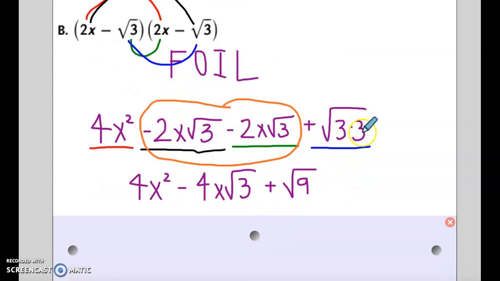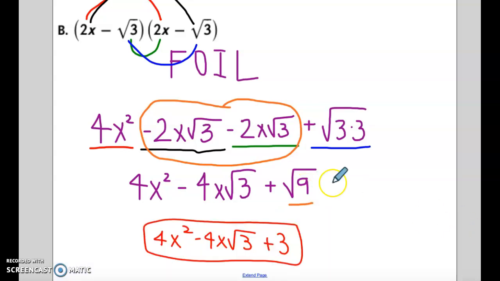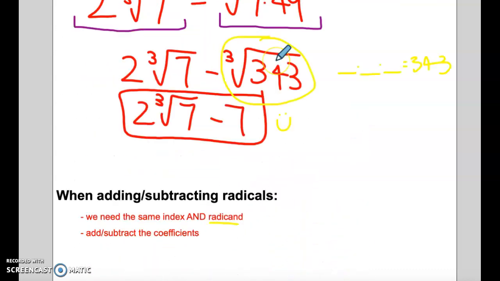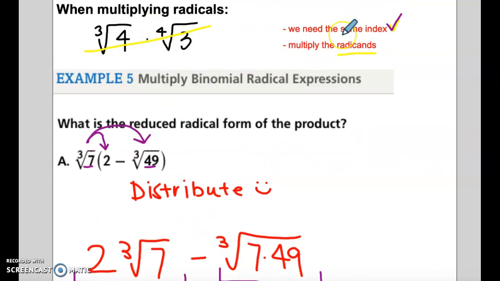And I also multiplied 3 times 3 gives me 9. Last thing for me to simplify is that square root of 9. I know the square root of 9 is 3, and that's my simplified form. Okay, so this is how we multiply when I'm dealing with radicals. We have thrown in there some other things to recall about adding and subtracting radicals and multiplying radicals.